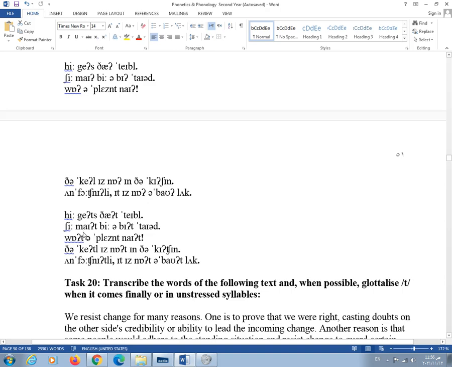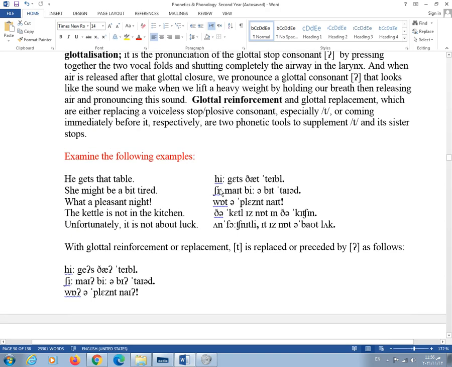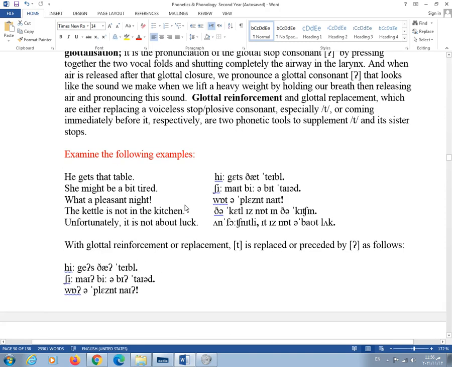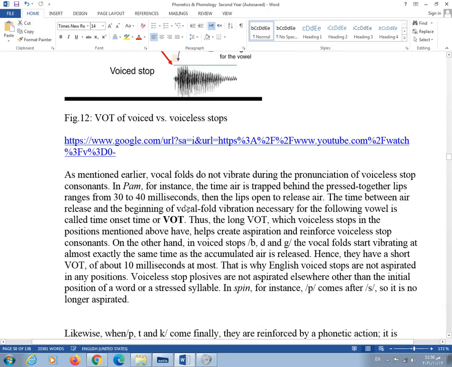When we keep both of them, we call it what? Glottal reinforcement. If we replace t by a glottal stop, we call it glottal replacement. So these are three sounds which are really, really special when they come at the beginning or when they come at the end. At the beginning, they are aspirated, and in the end, they are glottalized or reinforced by glottalization. Okay.